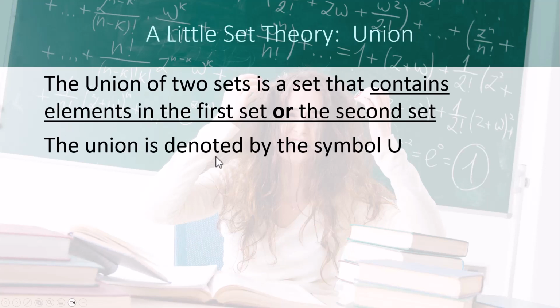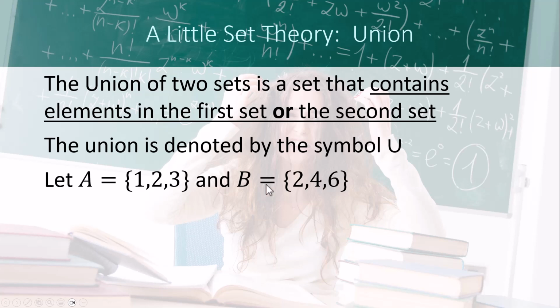Okay, this brings us to some set theory. Now, the first thing we want to talk about is this idea of a union, which is also associated with the word or. Now, the union of two sets is a set that contains the elements in either the first set or the second set. If it is in the first set or the second set, then that element belongs in its union. And of course, it's also denoted by this symbol right here. I like to call that the cup symbol.